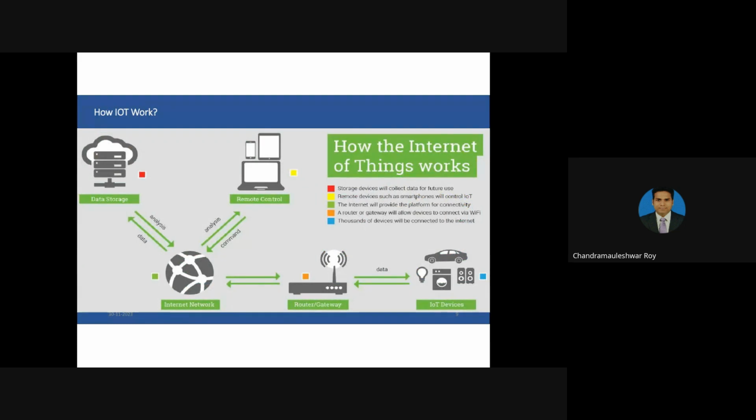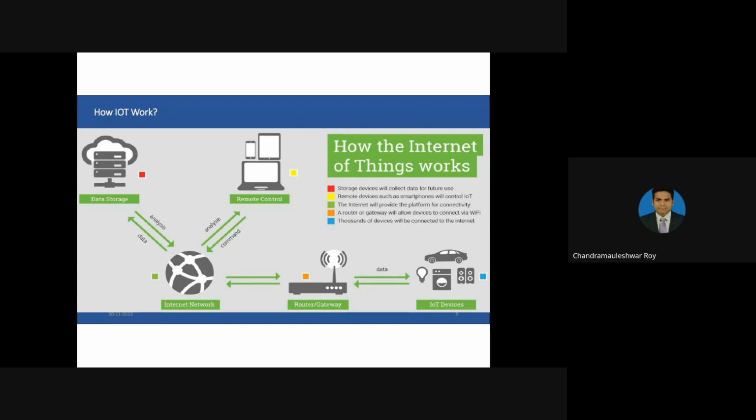In a simple way, the same things I discussed here, how it is working. See in the slide here, at the top left side, the data storage part is the cloud, or edge computing, or fog computing, or simply memory also. Down below is the internet, that is the networking part, and at the top, remote control and router gateway. And finally, on the right side, see the IoT device. What is the IoT device? From here, data is generated and collected, and through the gateway it is sent to the internet. Through the internet that data goes to the cloud, or the same data you can control through a remote control.